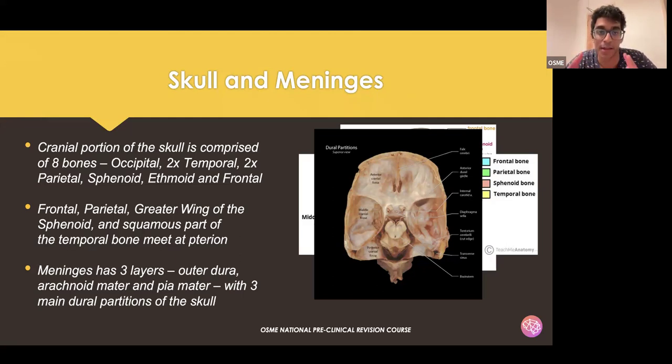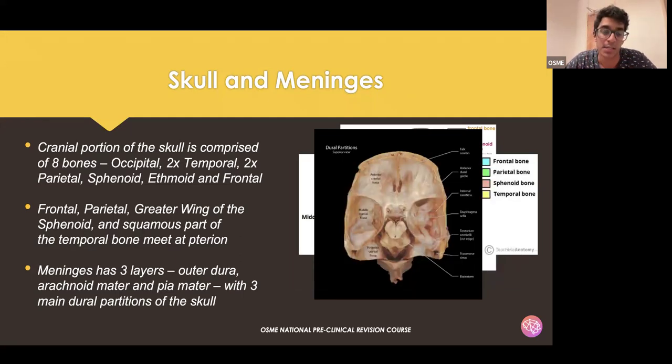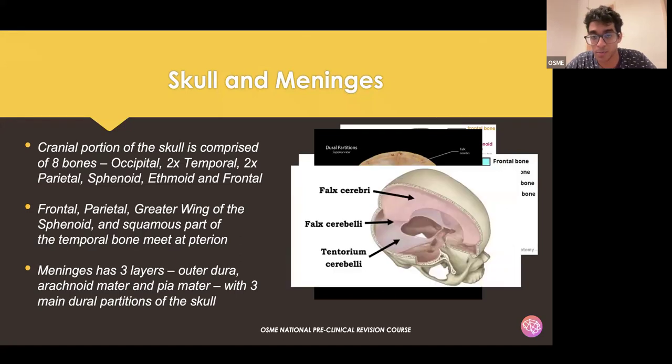So then the next thing we're going to think about is the meninges, which are basically the layers around the brain. So the meninges has three layers. There's the dura, there's the arachnoid mater, and the pia. So the dura forms three key structures around the skull that allows us to divide up different portions of the brain. There's the falx cerebri, which runs along the main portion in the middle of the brain, basically. There's the falx cerebelli, which divides the cerebrum from the cerebellum. And then there's the tentorium cerebelli as well, which does a similar sort of role. So that's just to think about how you orientate yourself in the skull.